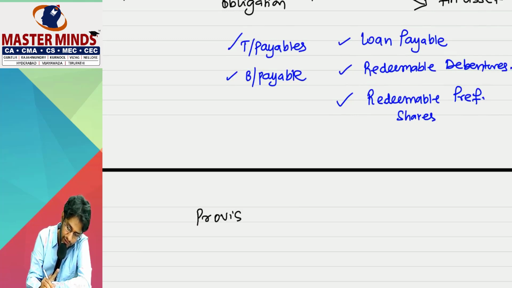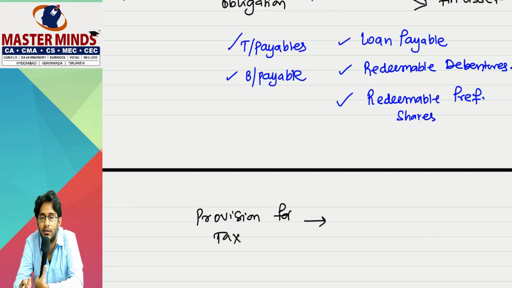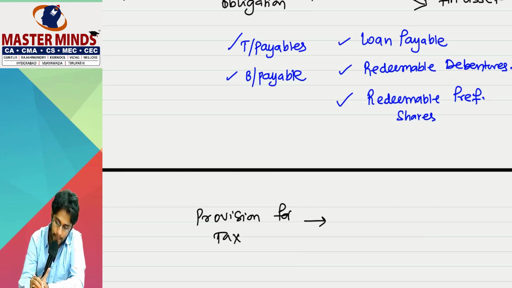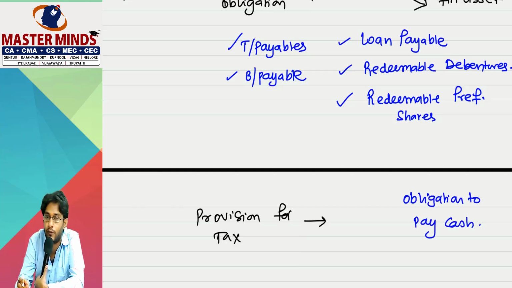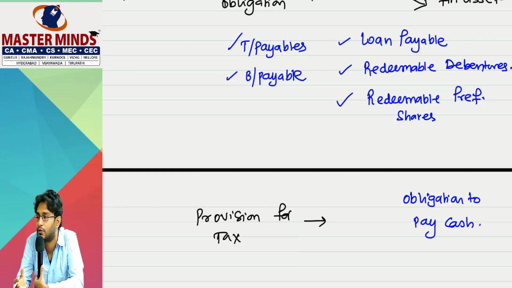Okay. Provision for tax. Provision for tax, is it a financial liability? We definitely have an obligation to pay cash. And what is stopping you from financial liability? There is no contract. Between me and government, any contract is there? No. That is statutory obligation.